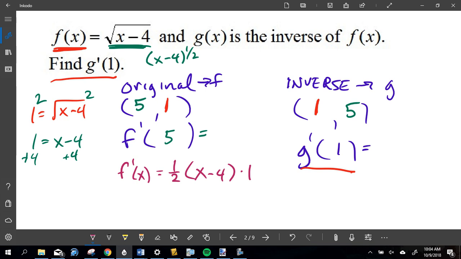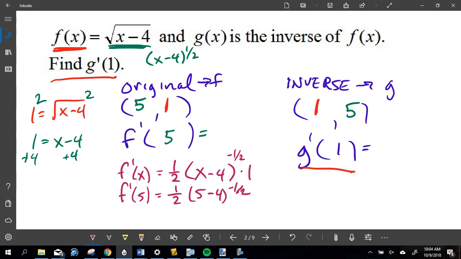What's my exponent going to be on the outside of this? Negative 1/2, because it was 1/2, and I'm decreasing by 1. Now it's negative 1/2. That's F prime. I want to know F prime at 5, which is actually way easier than you would think it would be. What is 5 minus 4? 1 to the negative 1/2.